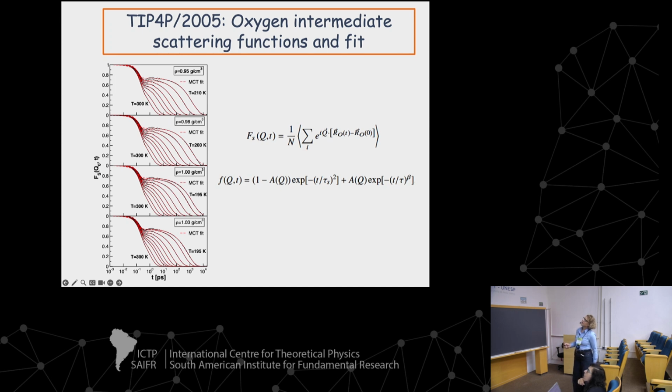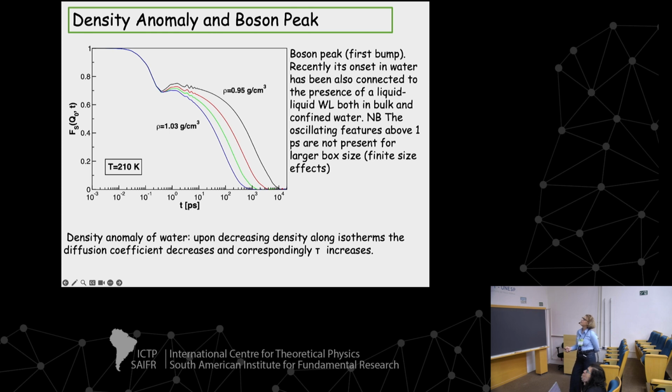So these are the several densities that we studied, and the self-intermediate scattering function, we calculated it for oxygen with the usual formula that we talked about in the preceding lesson. And then we fitted the correlator with the usual form, which is a Gaussian plus a stretched exponential. Oh, here density anomaly, here two things, density anomaly and boson peak together.